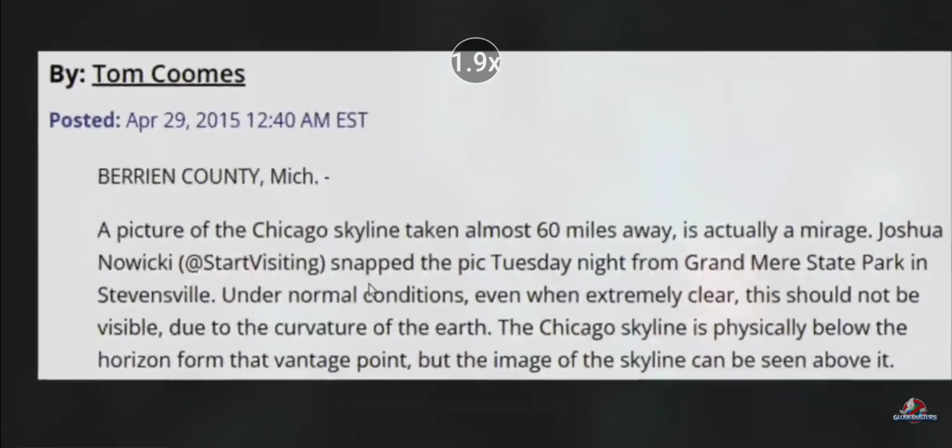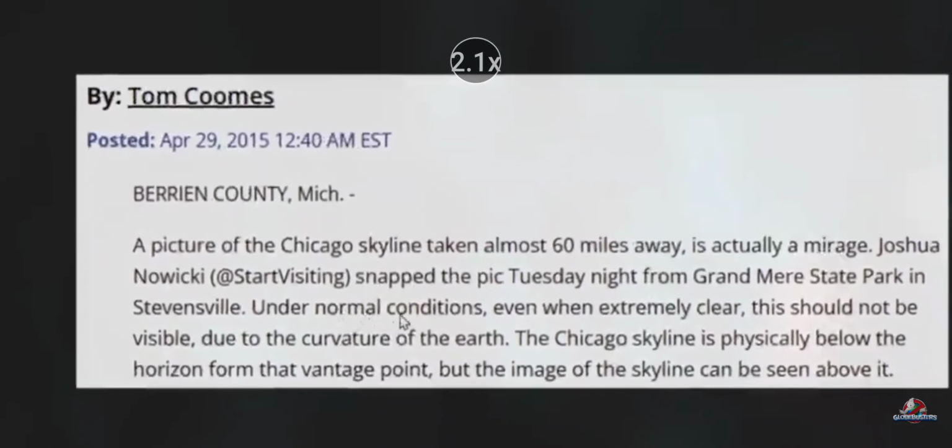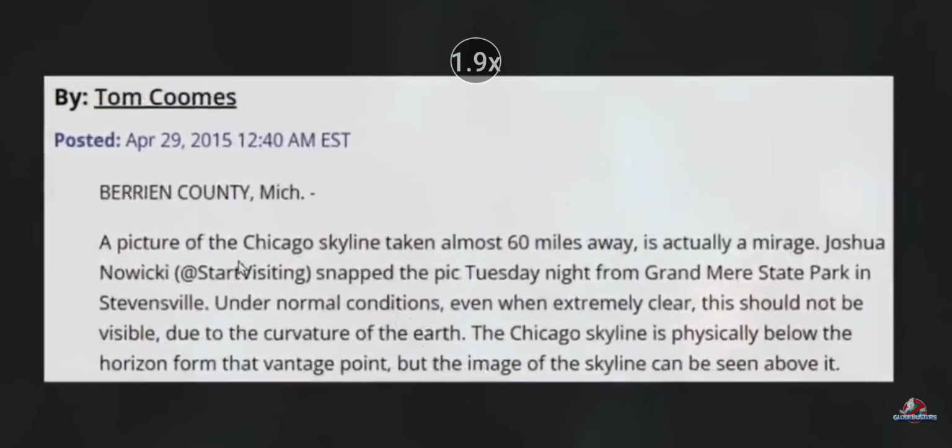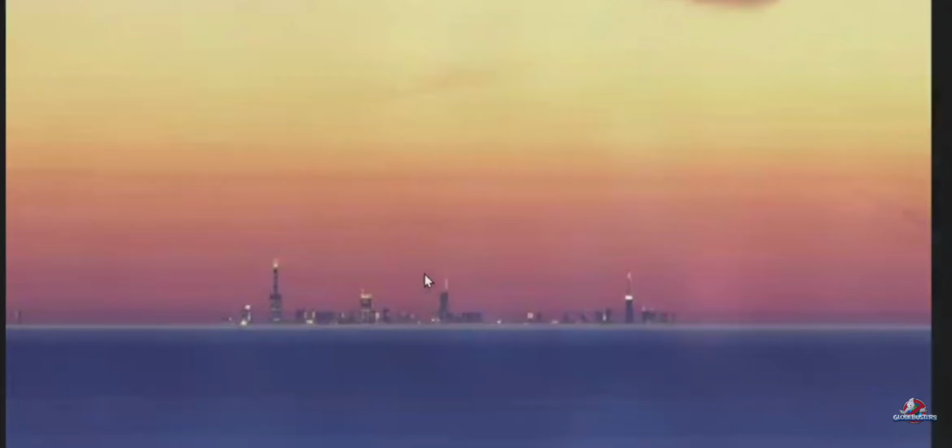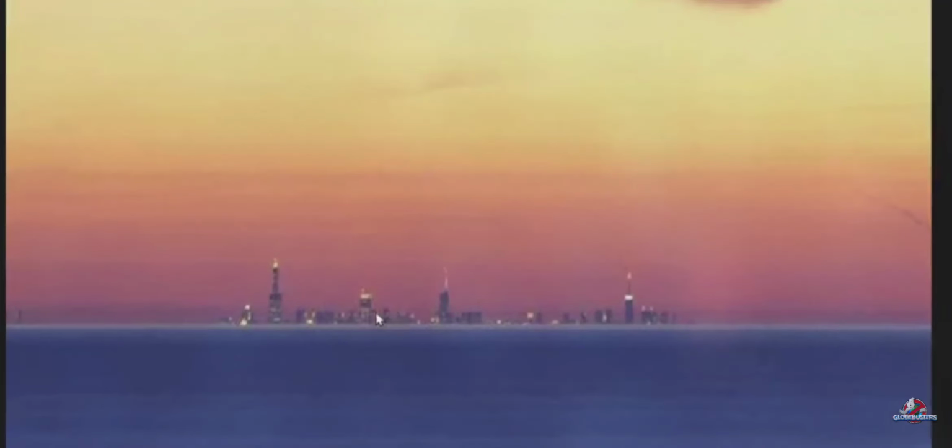This is to further highlight that this phenomenon is very common, and this is taken from a news article in Berrien County, Michigan, that did kind of a famous report on this phenomenon. They talked to the guy who did the picture, Joshua Nowicki. He took it 60 miles away, and they clearly state under normal conditions that the Chicago city skyline should not be visible due to the curvature of the Earth. So this is just highlighting that this has been reported on, and this is the actual image that he took. This is kind of a popular image of that.